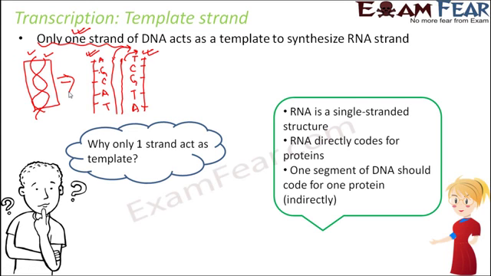So let us quickly look at the reasons. RNA is a single stranded structure, and for a single stranded structure we do not want to create two strands, so we just need one strand as template. RNA directly codes for proteins. If more RNA sequences are created, more proteins will also get created, and one segment of DNA should code for only one protein. Even though DNA does not directly code for protein, through RNA a particular segment should code for a particular protein. It should not happen that one segment of DNA is coding for 5 proteins. Because of all these reasons, only one strand of DNA will act as a template to synthesize the new RNA strand.